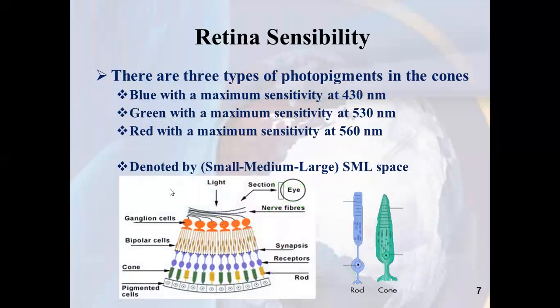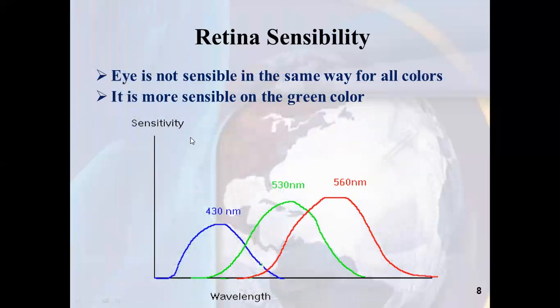Okay, so retina sensibility: the eye is not sensible in the same way for all colors. The sensibility of the eye to the red is not the same for the blue, not the same for the orange, not the same for the violet, not the same for the yellow, etc. In general, it's more sensible to the green color.